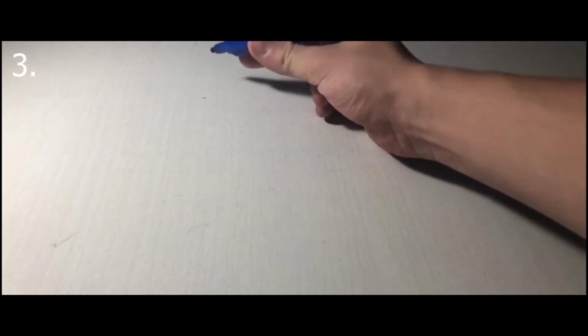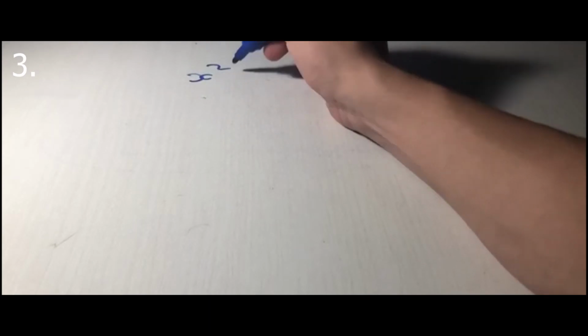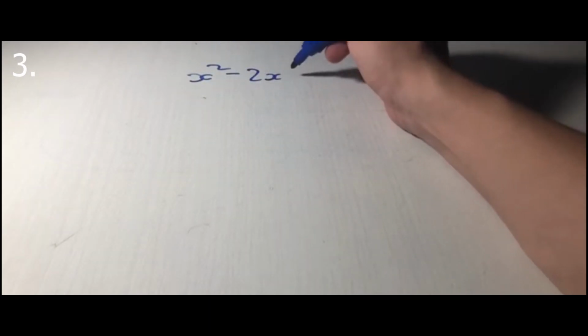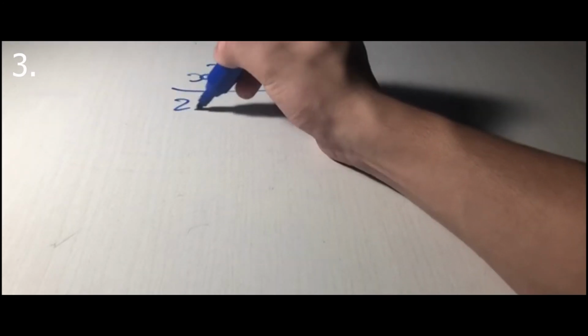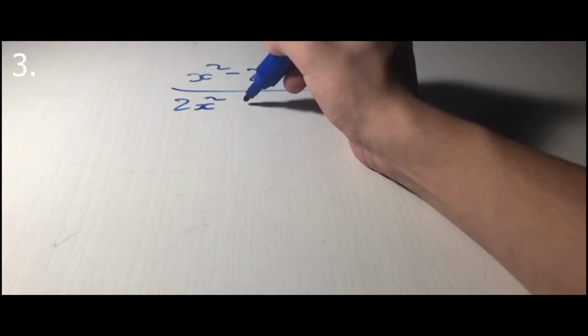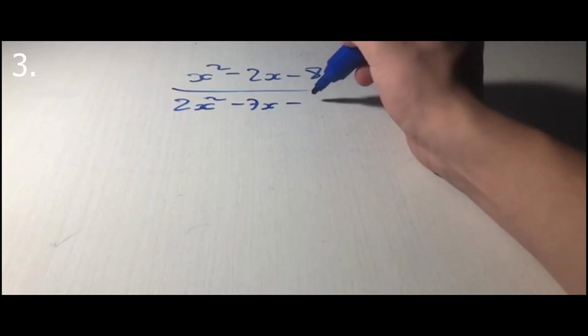Edson teaches us very well, so it's very good to know math, and he explains this in a very simple way. We can solve this hard-looking equation in a very simple way, which is x squared minus 2x minus 8, divided by 2x squared minus 7x minus 4.